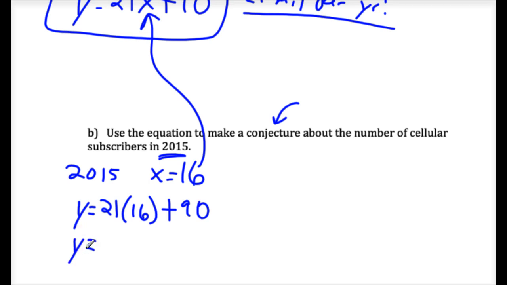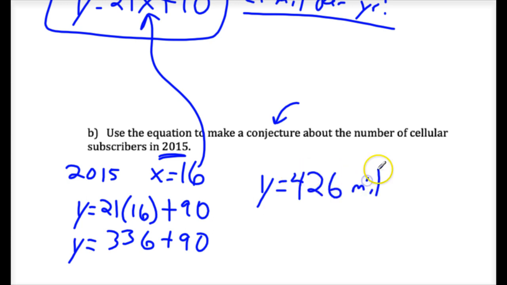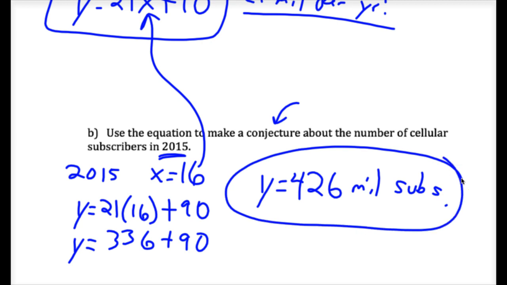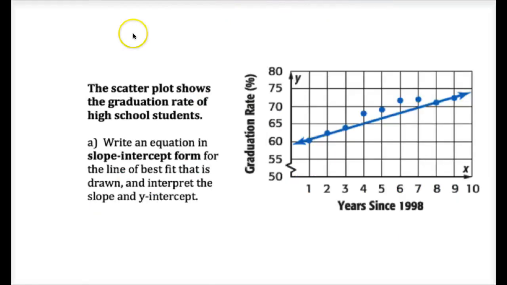Let's see. 21 times 16, I wrote that down somewhere. 336 plus 90? 426. Y equals about 426 million subscribers in the year 2015. Okay? That's one problem. You only have like a couple of these to do. Okay? All right, let's try another one. You'll be amazed at how fast and good you guys get at this.